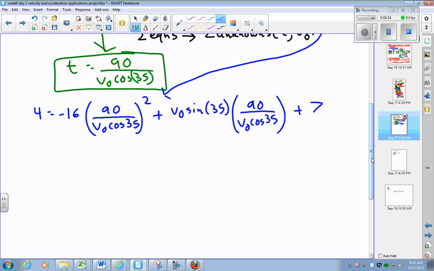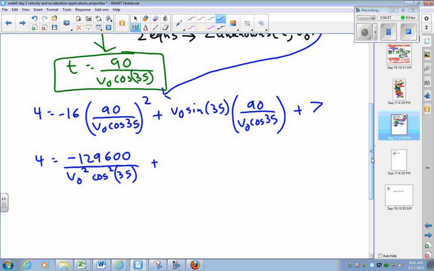Okay, so simplifying just a little bit, I got 4 equals, lots of big numbers here. 90 squared times negative 16 is negative 129,600 all over v naught squared cosine squared of 35. I know it looks ugly, and I'll show you how we can solve this. So I squared all that out. The next guy is actually kind of nice.